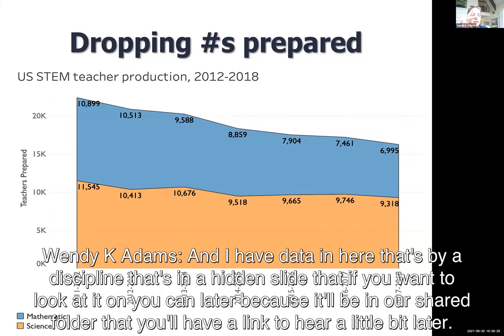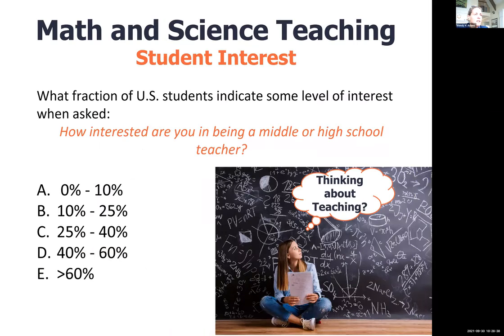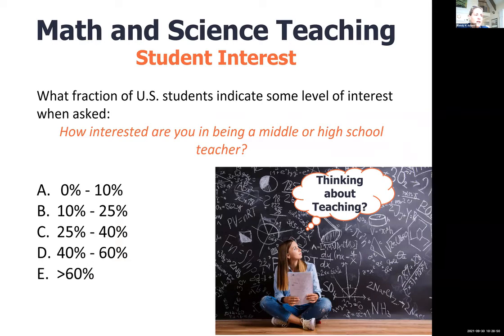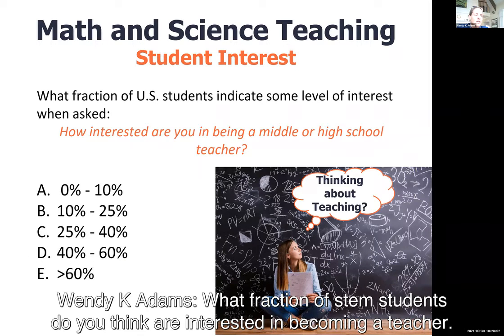And I have data in here by discipline that's in a hidden slide that if you want to look at it, you can later, because it'll be in our shared folder that you'll have a link to a little bit later. So here's a question for you. We're seeing the numbers of people being prepared dropping. We know there's a severe shortage. So what do you think the interest is from students? What fraction of STEM students do you think are interested in becoming a teacher?